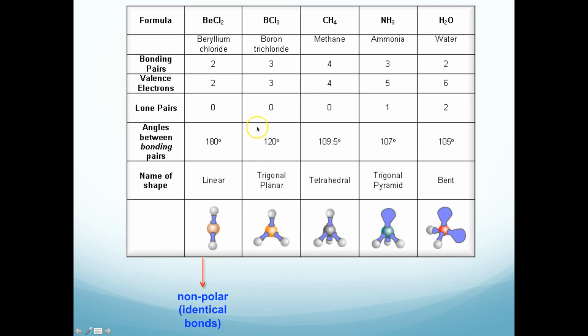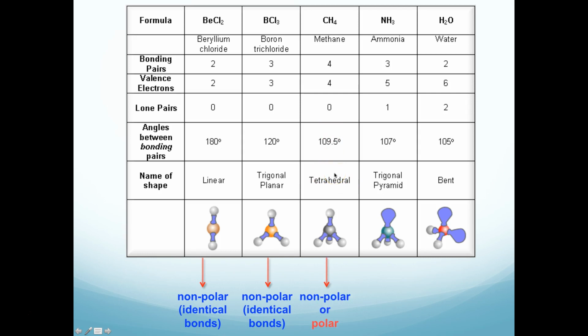If we move on to where we have 3 bonds and no lone pairs, we learn that this is going to adopt a trigonal planar shape. And again, assuming that all of these groups are the same atom, the overall molecule will also be nonpolar. Okay, if we move on to methane, where we have 4 bonds and no lone pairs, we know we're going to have a tetrahedral shape.